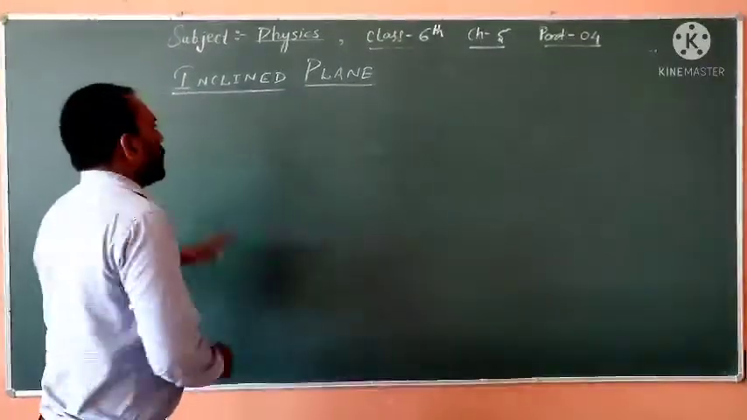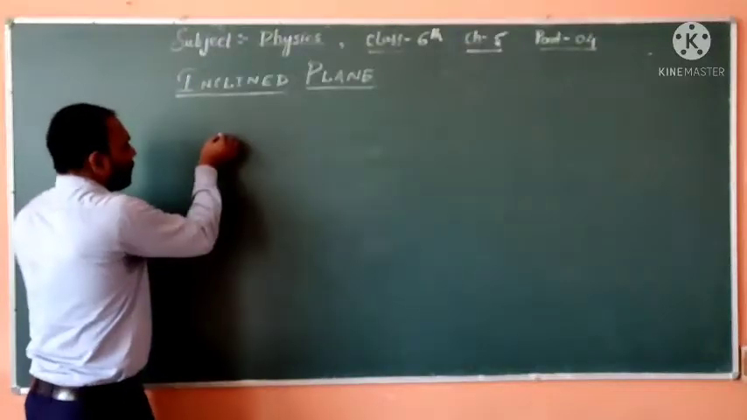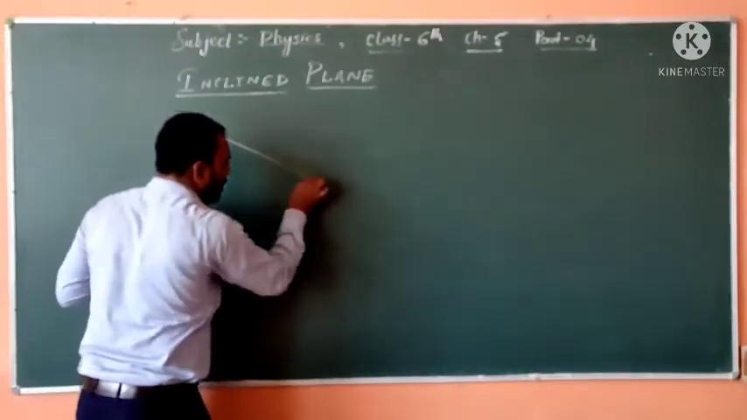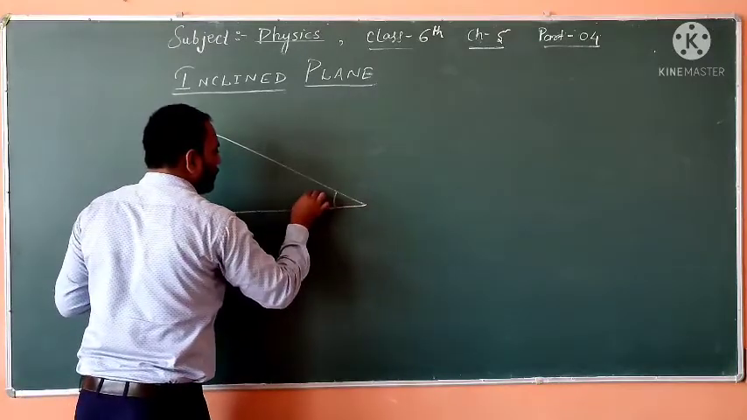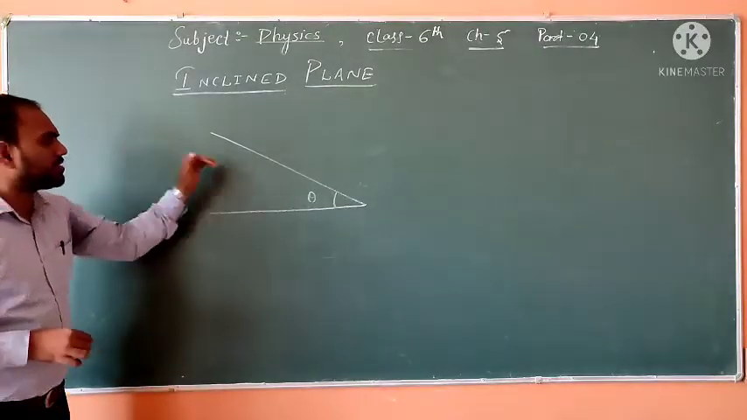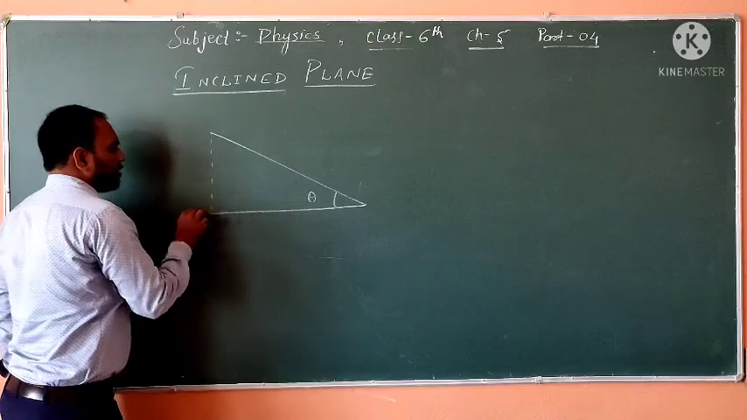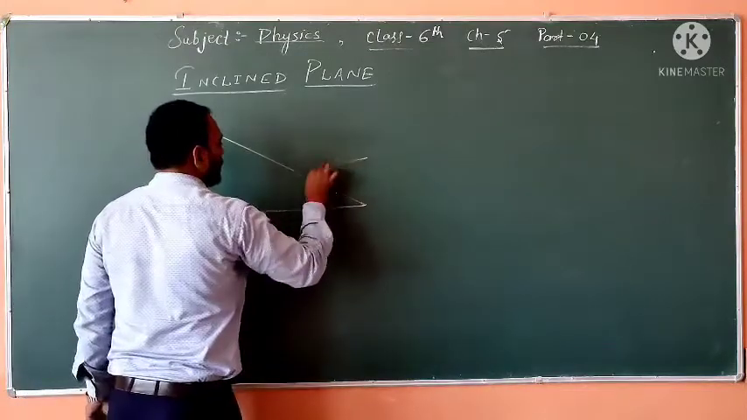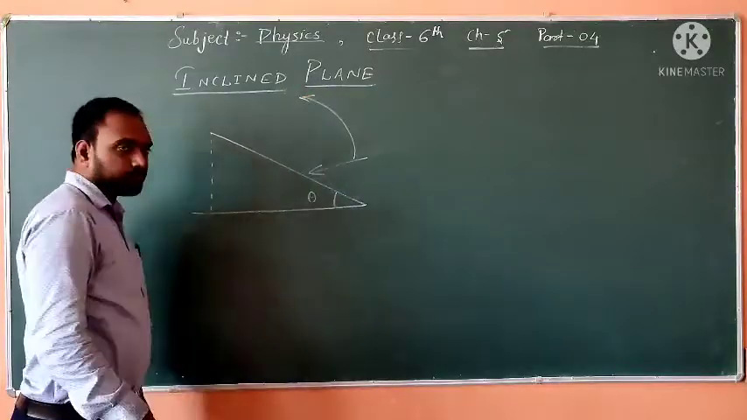So first of all, understand what an inclined plane is. A plank or a shape which is making some angle is called an inclined plane. This is called an inclined plane.